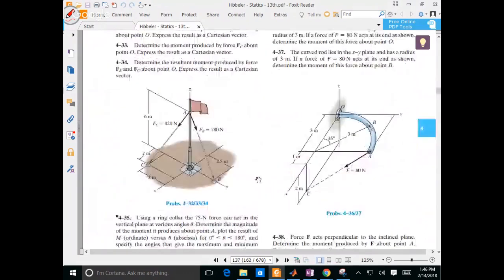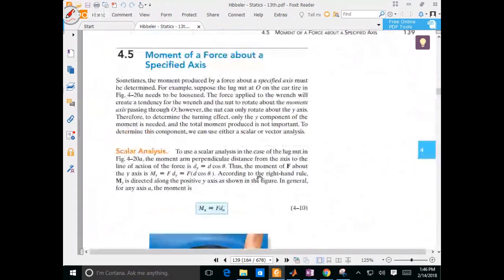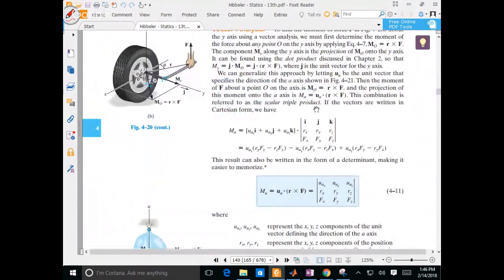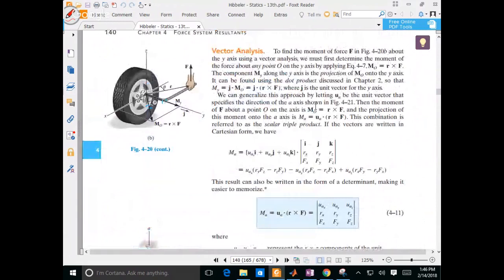Okay, so then the next thing is, what does he do? Moment about a specified axis. This goes along with the concept that we talked about, the rotation about the door, or things like that. So for example, I don't do it the way he does it. I basically find the moment vector and then dot it after the fact. He does it before the fact.